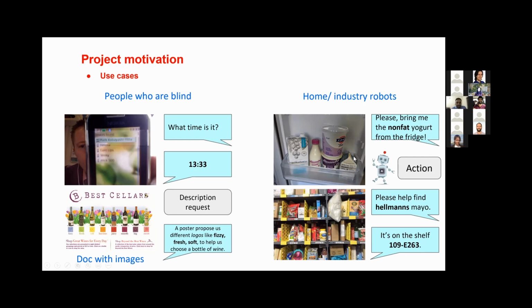For example, a home robot may use the system to read and understand what's actually printed on a product, and help bring a specific kind of yogurt from the fridge by figuring out which one is the non-fat yogurt that we're interested in.